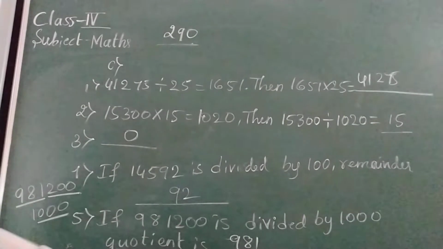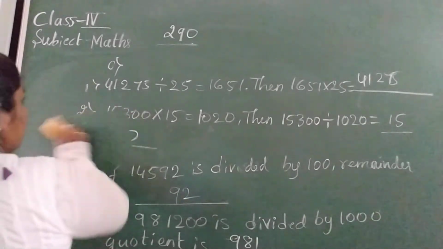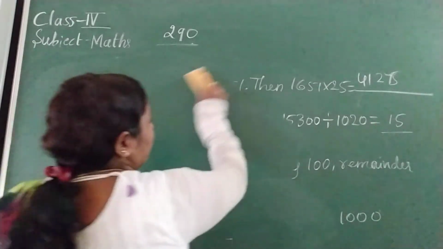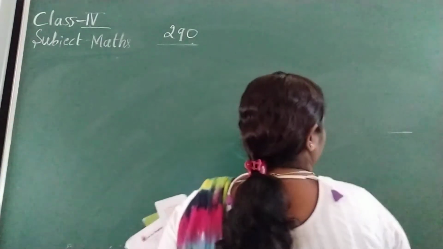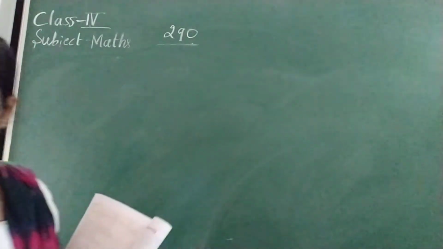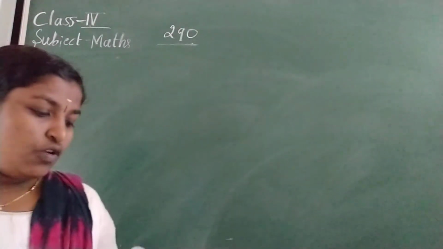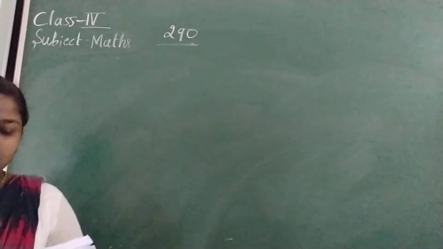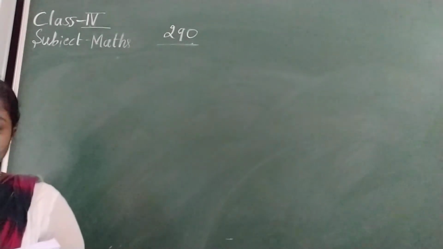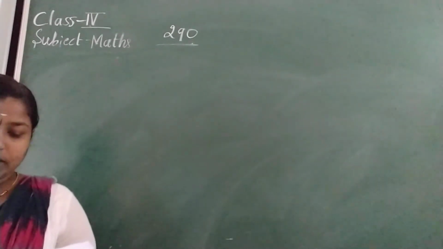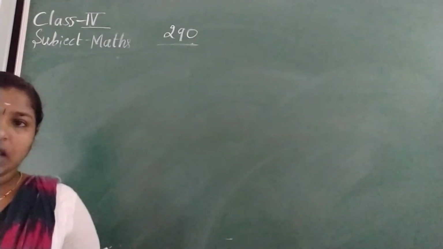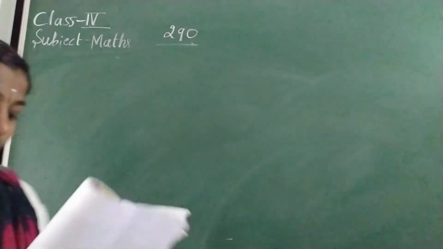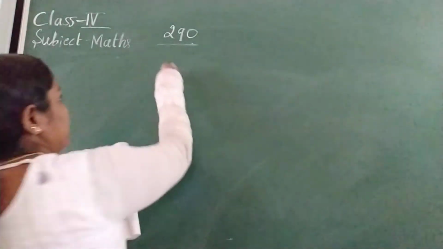Next, the crossword puzzle they have given. So let's draw it. Once again I will read out the answers. First, C is 41,275. Second one is 50. Third one is 0. Fourth one is 92. Fifth one is 981.